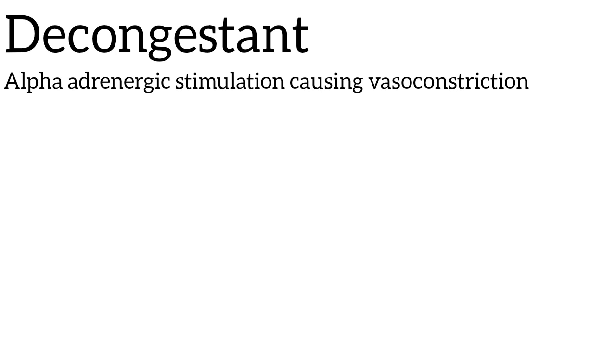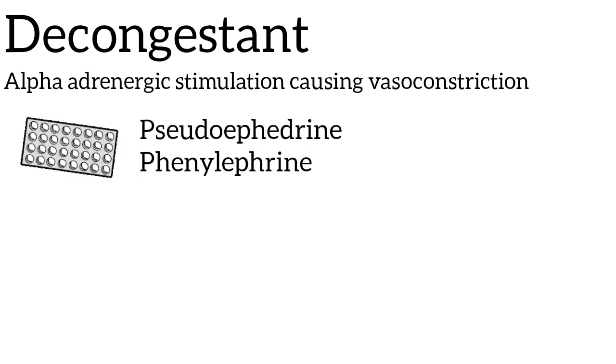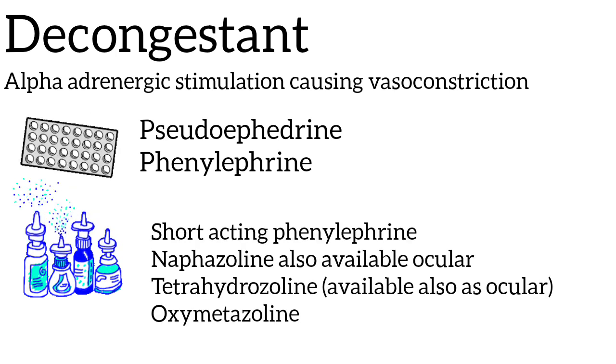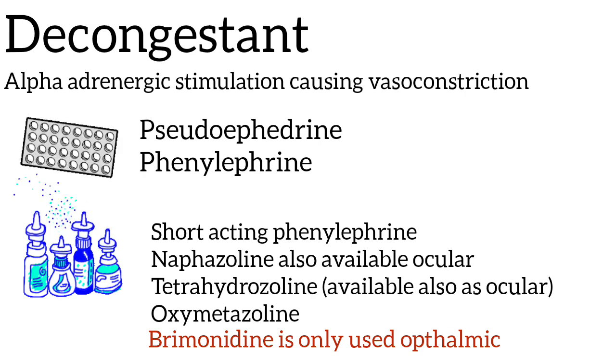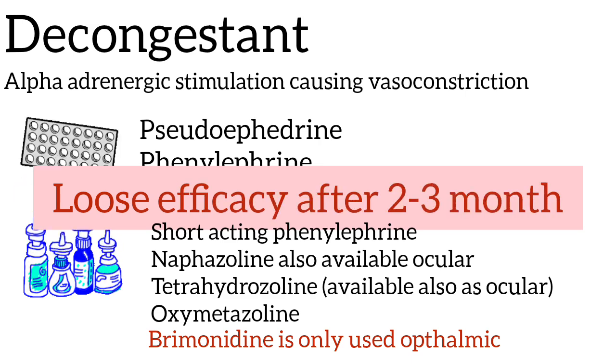Starting off with the medication, we have decongestants. Decongestants stimulate the alpha-adrenergic receptors, causing vasoconstriction of the blood vessels, thus decreasing the mucosal edema. The systemic decongestants include pseudoephedrine and phenylephrine. Topical decongestants, which are usually given intranasally, include the short-acting phenylephrine, naphazoline, which is also used ocularly, tetrahydrozoline, which is also ocular, and we have oxymetazoline, which is usually intermediate-acting and long-acting. An important note about intranasal inhalers is that they lose efficacy after 2 to 3 months, even when tightly capped, because of dissipation of the active ingredients.